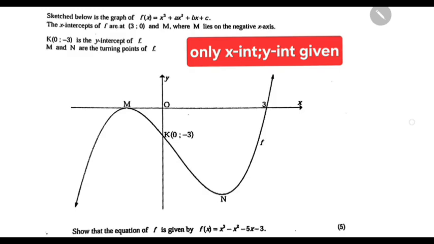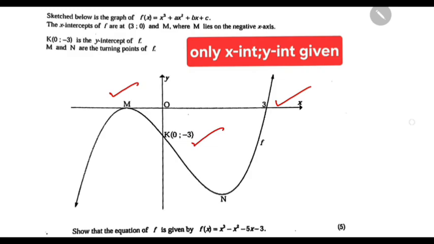Sketch below is the graph of f of x is equal to x power 3 plus ax squared plus bx plus c. The x-intercepts of f are at 3 and 0. So this is the first x-intercept, and m lies on the negative x-axis. So this is also a turning point as well as an x-intercept, so we're gonna count twice. K, which is the y-intercept, is 0 and negative 3.